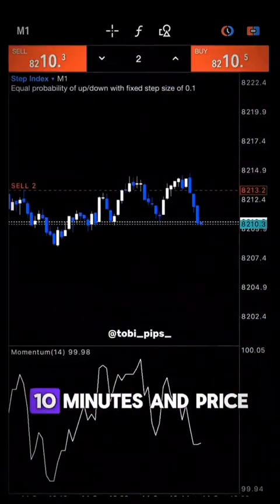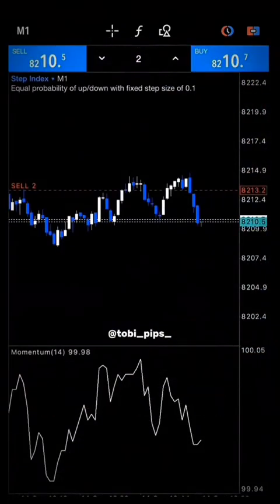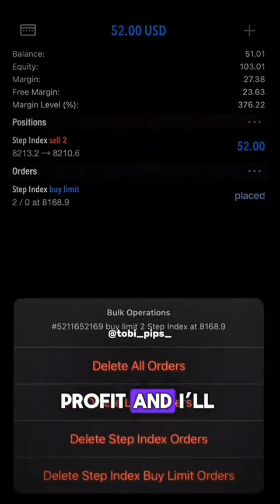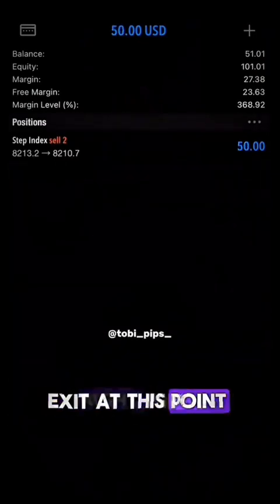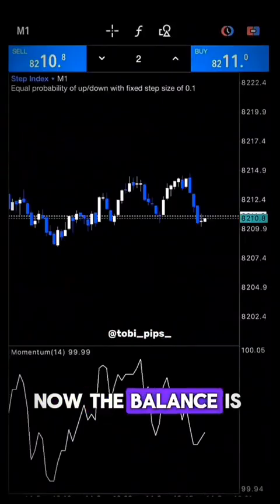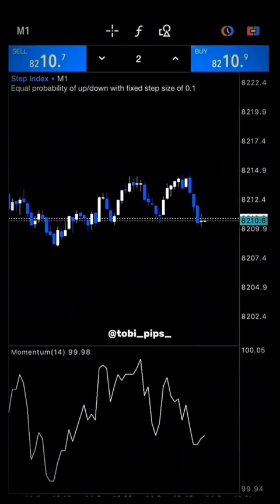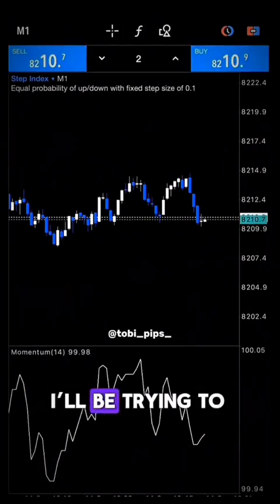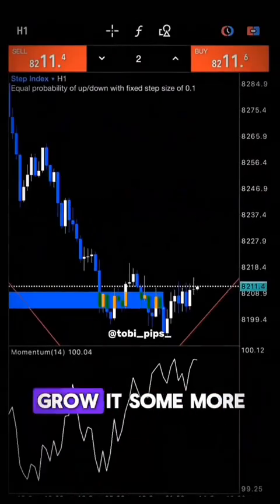It's been just over 10 minutes and price moved bearish, so we've got some profit and I'll exit at this point right here. I'll go ahead and close all positions. Now the balance is back up to 97. I'll still be entering for more positions. I'll be trying to grow this account. I'll be trying to grow it some more.